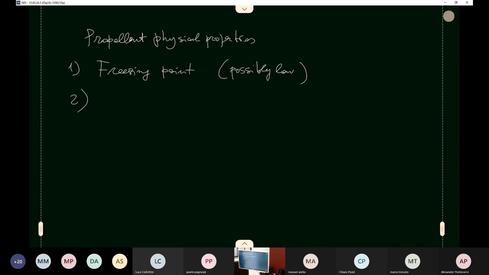Another physical property of propellant is its density or specific gravity. I mention this with this word because you find this wording somewhere. And about density of propellants, as you already mentioned, we like to have it as high as possible to occupy less volume in our tanks, so to have smaller tanks.